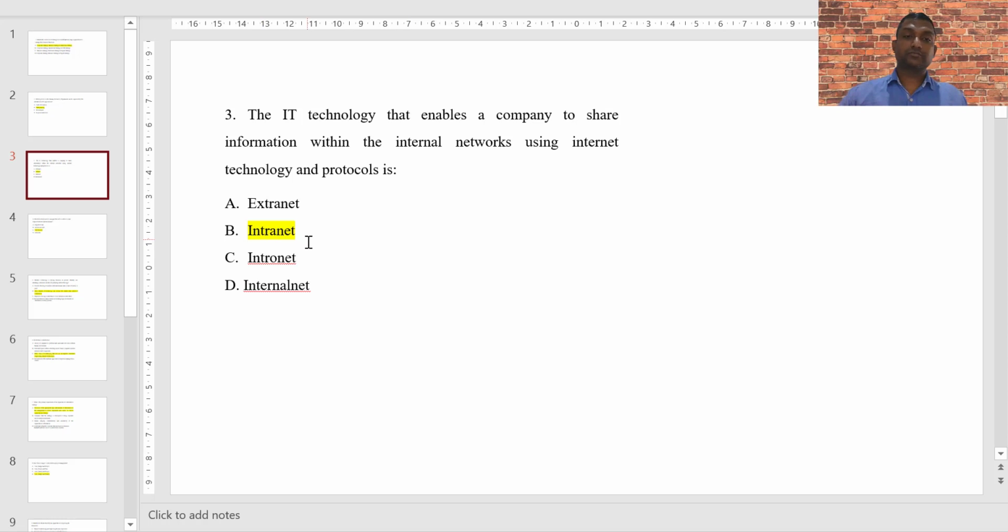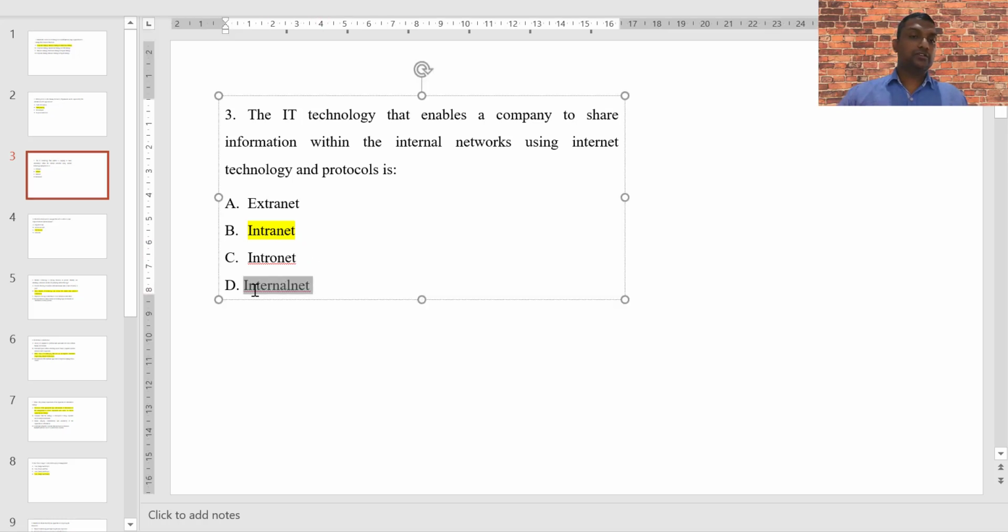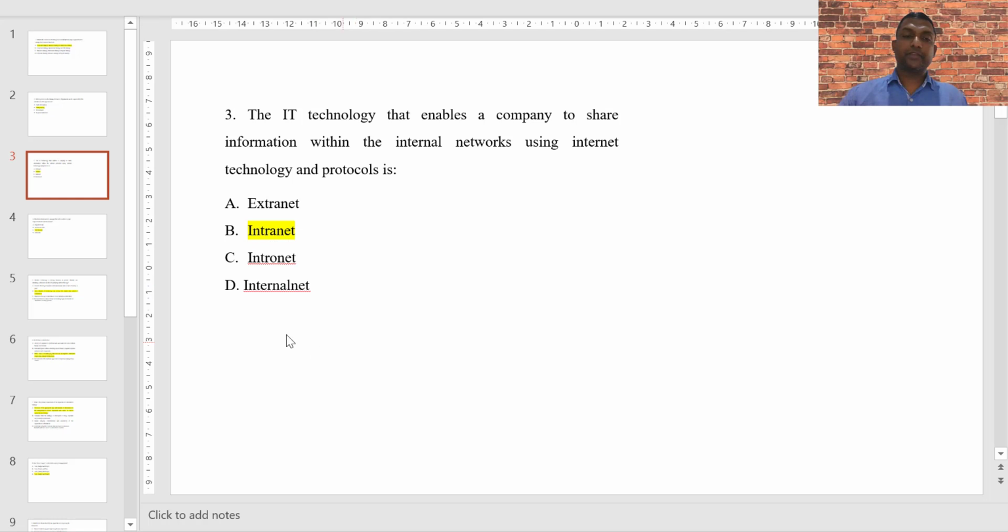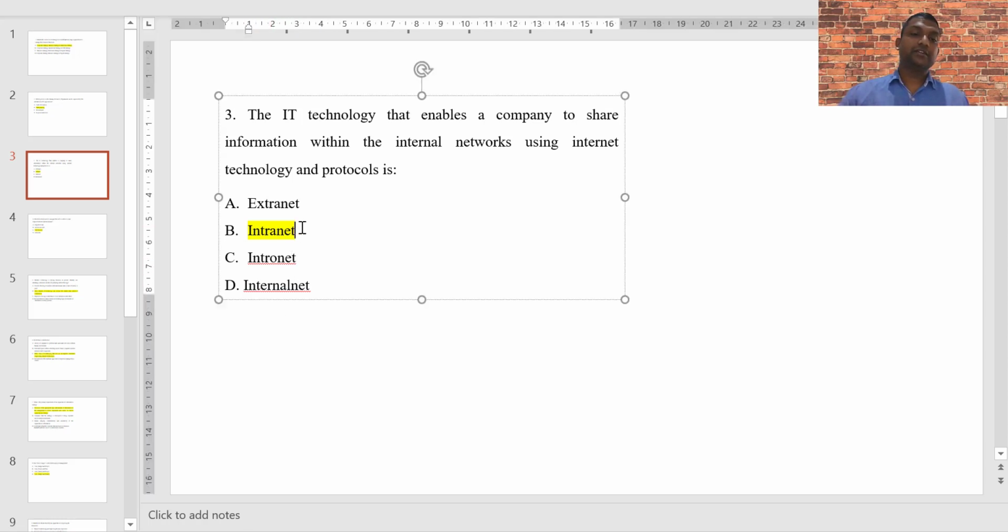intranet, right? And according to your study guide, there's no network type called internal net. The internal network idea is given by the intranet. In the textbook you have extranet and intranet. Since you have now figured out that extranet is all about getting outside people to work with the organization, intranet is the correct answer.